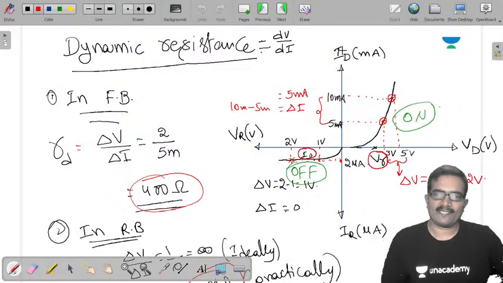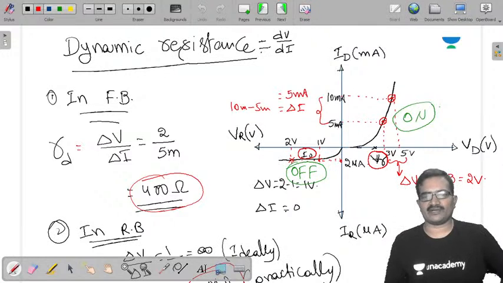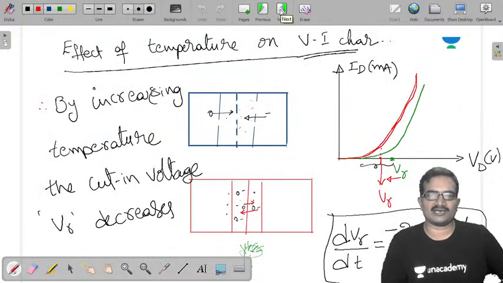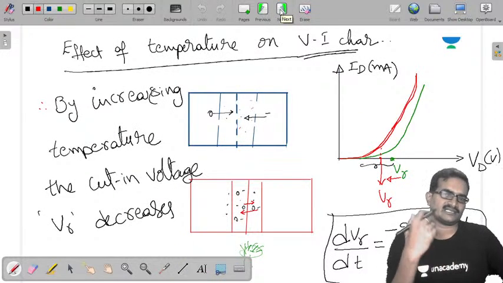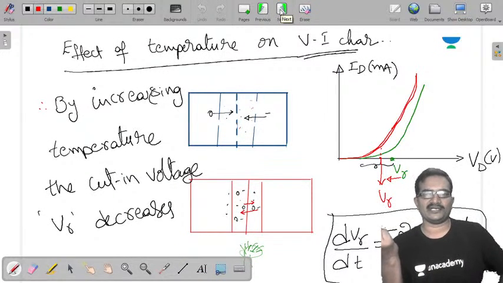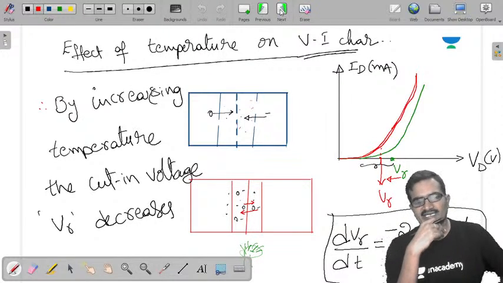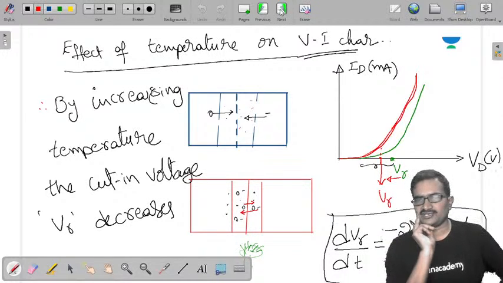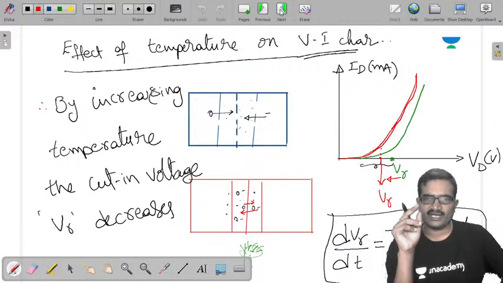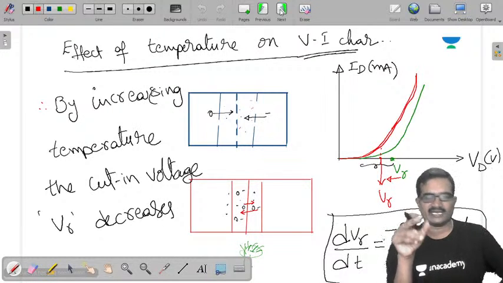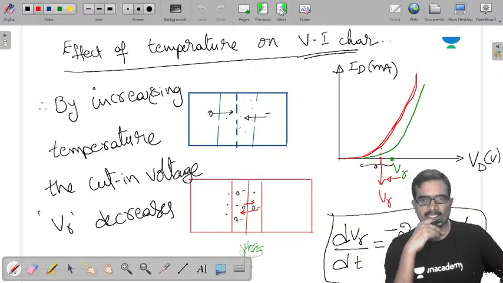After that, finally, we concluded two parameters on the VI plot: one is V gamma, the other one is I naught. I am not touching the breakdown; there is a separate session for the breakdown point. We have Zener breakdown and avalanche breakdown, which we will discuss later. Now I want the effect of temperature on this VI plot. On this VI plot we have two parameters: in forward bias there is the parameter V gamma, and in reverse bias there is the parameter I naught.